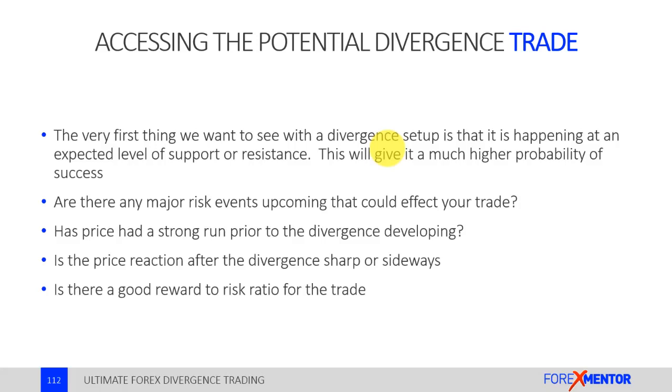Okay, so let's go ahead and have a look at some price charts here. I think we all understand how to look for support and resistance. I'll show you a calendar where you can look for any major risk events for the day when you're going to be looking to trade. We'll look at a couple of examples of nice runs into a divergence setup, and then also we'll look at some of the price reactions after we see the divergence and how we qualify or not qualify a trade setup.